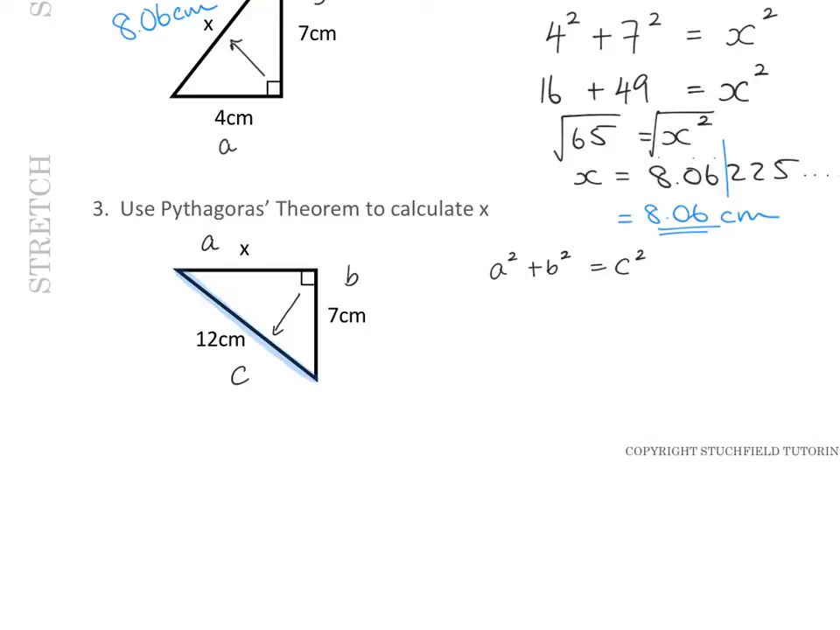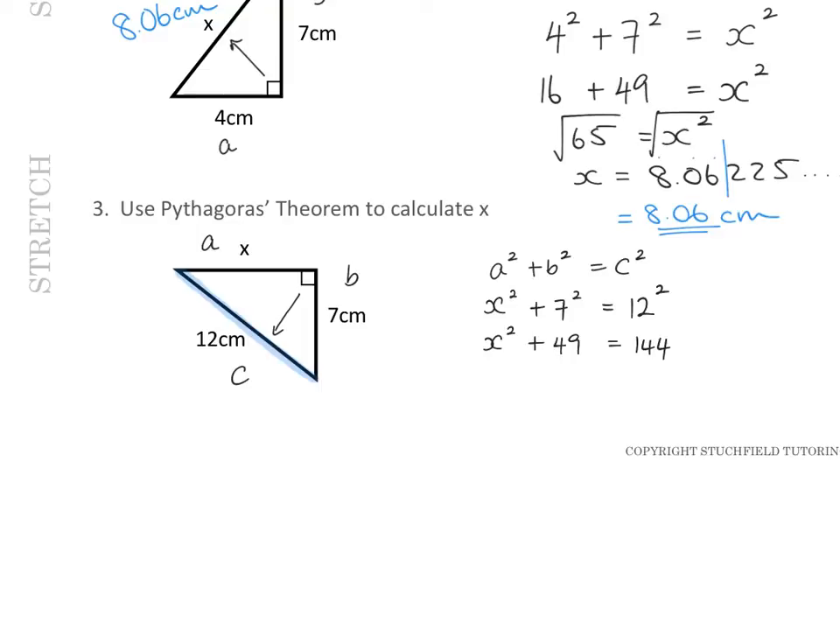So now what I'm going to do is I'm going to sub in. This time I don't know what a is. So that's x squared. B is 7. And c is 12. So I can start to work out my numbers like this.